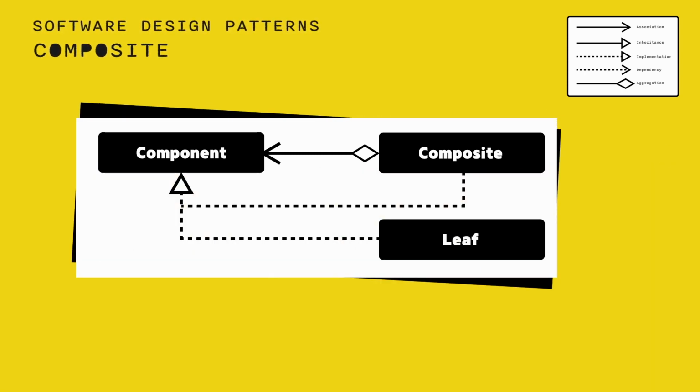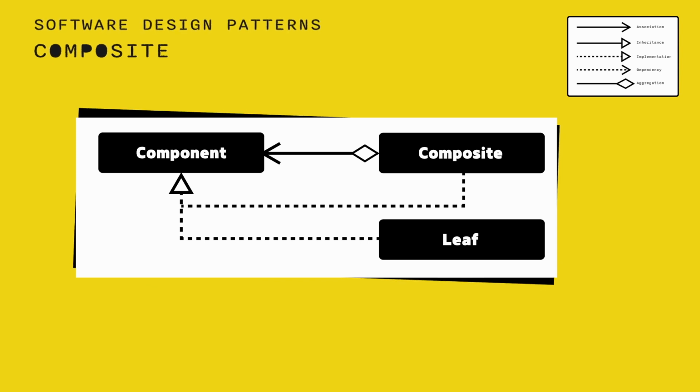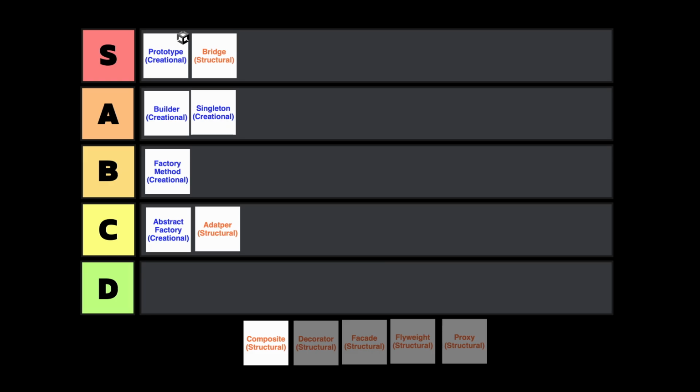For Unity, working with hierarchies and lots of small mono behaviors is how it was designed. If you do it right, it makes your objects easy to, well, compose. I'll put this in A tier because overall it's a complex pattern to work with, and I add the Unity logo because mono behaviors. Next up, we have the Decorator.